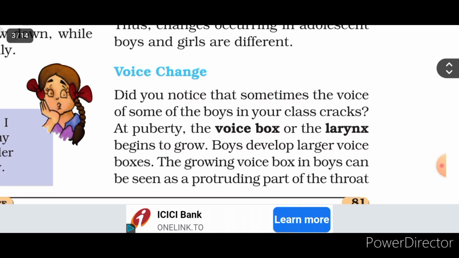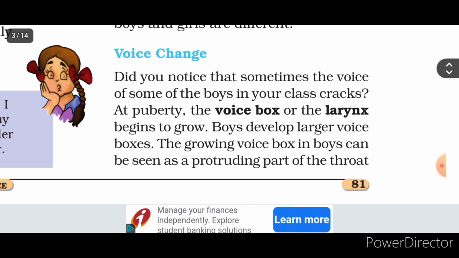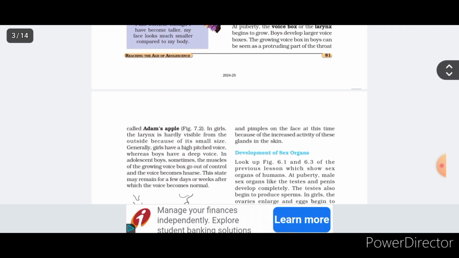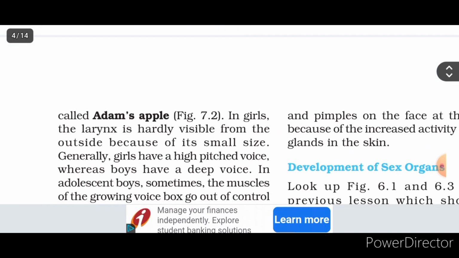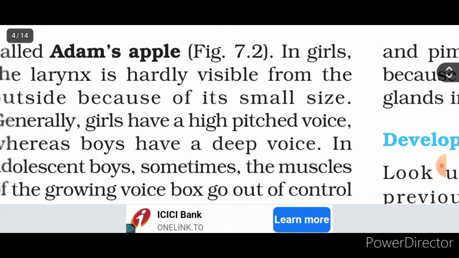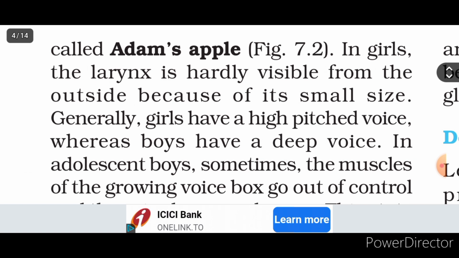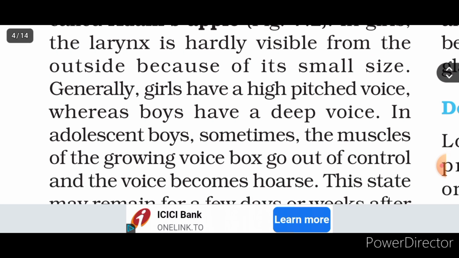Change in voice. At puberty, the voice box or larynx begins to grow. Boys develop larger voice boxes. The growing voice box in boys can be seen as a protruding part of the throat called Adam's apple. In girls, the larynx is hardly visible from the outside because of its small size. Generally, girls have a high-pitched voice, whereas boys have a deep voice.